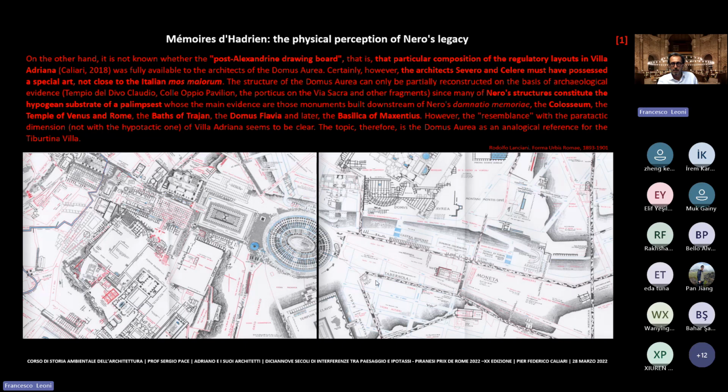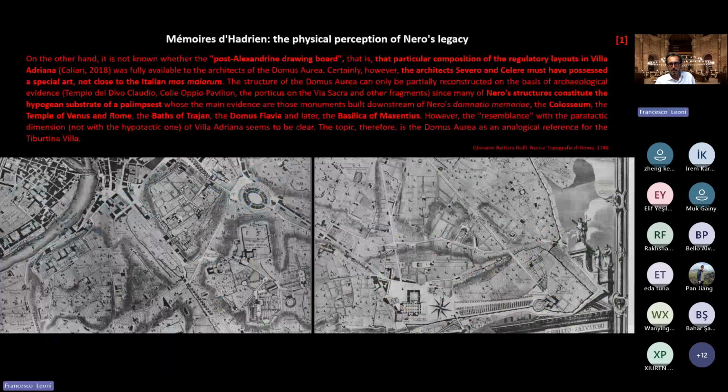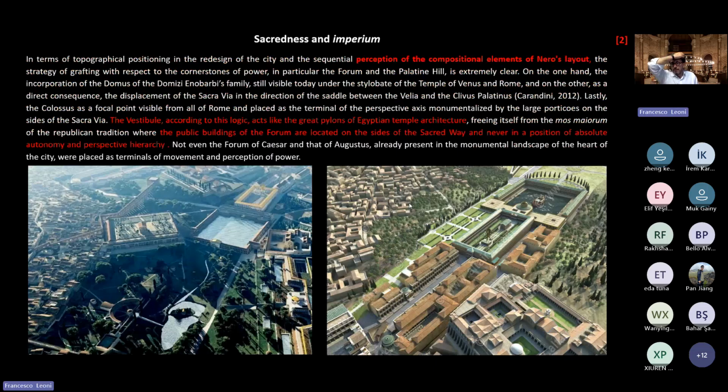In fact, here you can see the center of Rome, and here you can see the situation, two possible reconstructions of how Nero's villa used to occupy the space in Rome. Here you can see in the two reconstructions, in the two images in the lower part of the slide, that square pond.